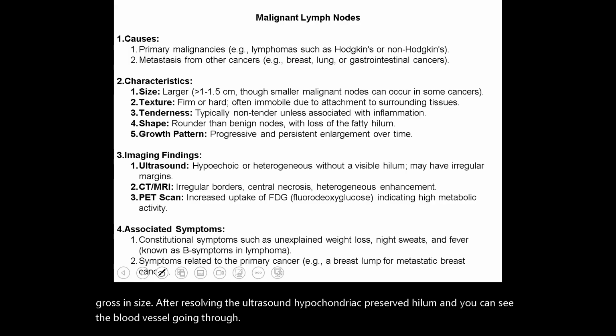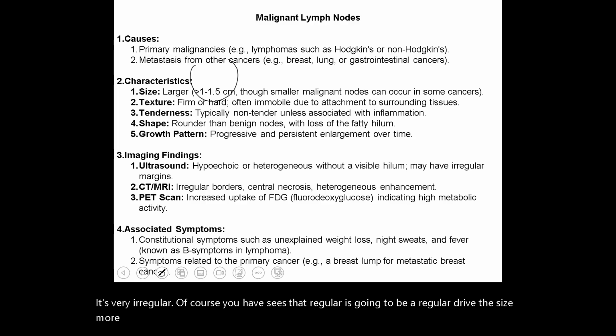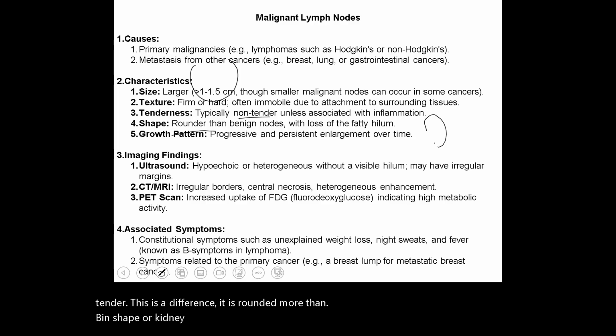Malignant is going to be irregular, of course. It has a large size, more than 1 to 1.5 centimeters. Texture is going to be hard and hyperechoic, non-tender. This is the difference. It is rounded, rather than bean shape or kidney shape. It can be rounded.